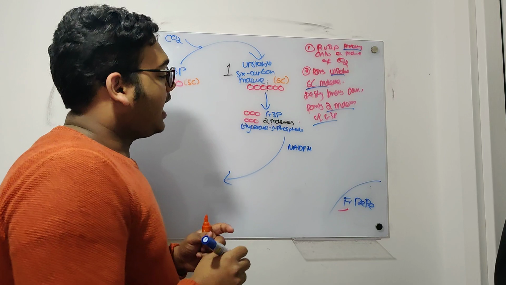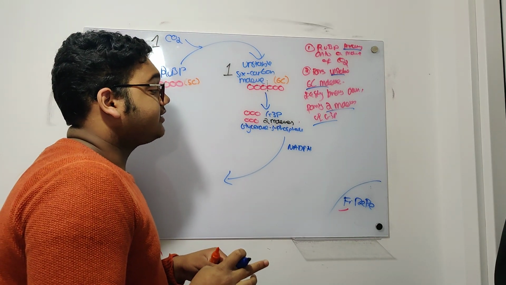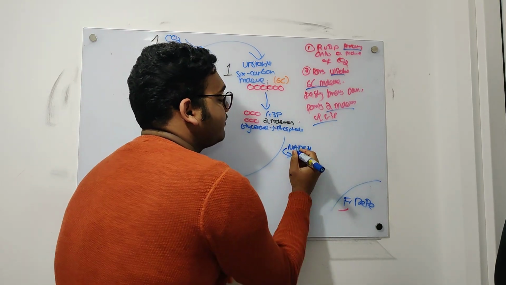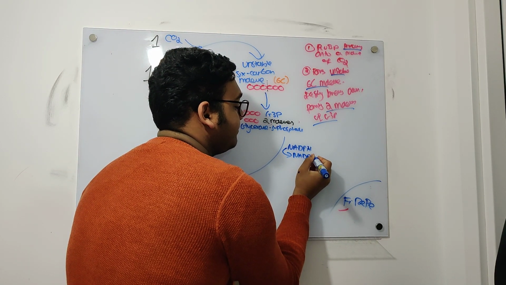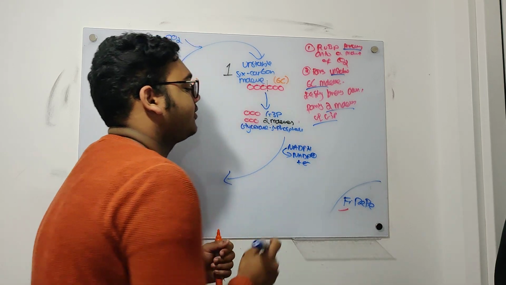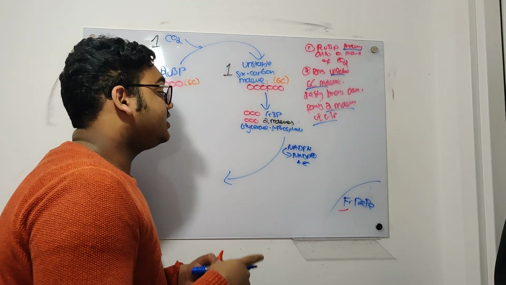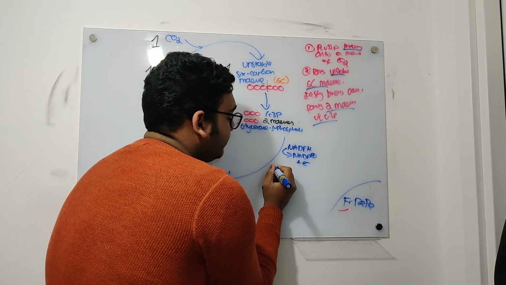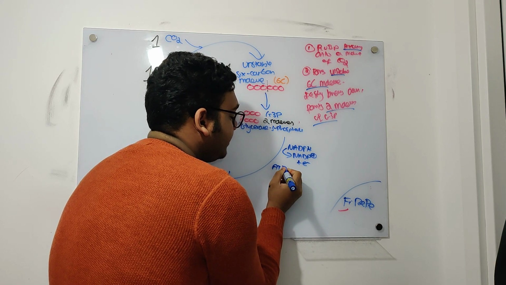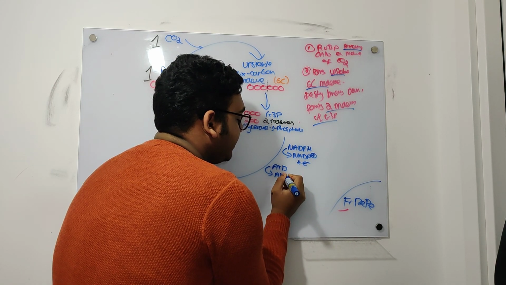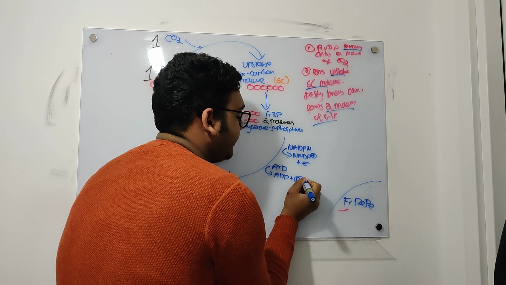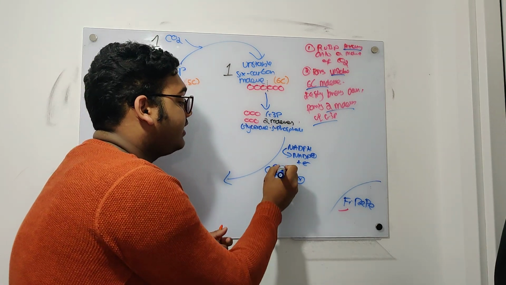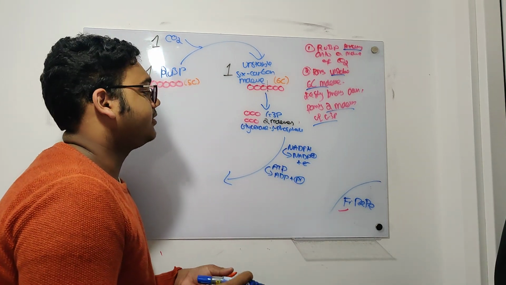NADPH, as I said earlier, will donate electrons. So that will go from NADPH to NADP plus and an electron. In addition to this, we also need ATP. So I'm going to draw another arrow here. ATP will go to ADP and our inorganic phosphate. The ATP essentially provides the energy for this reaction to happen.